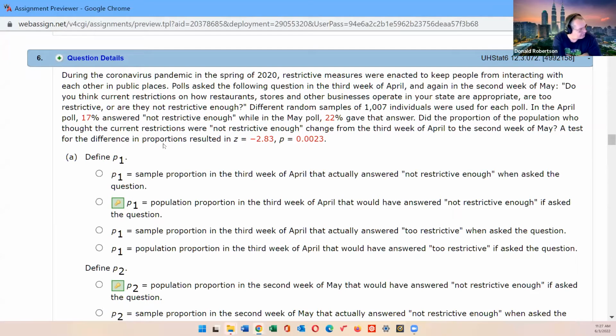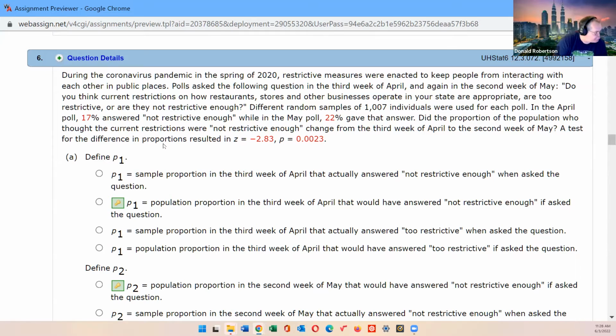During the coronavirus pandemic in the spring of 2020, restrictive measures were enacted to keep people from interacting with each other in public places. Polls asked the following question in the third week of April, and then they asked it later on, so they did a kind of before and after opinion thing. The question they asked was: do you think that the current restrictions on how restaurants and stores and other places operate are appropriate, too restrictive, or not restrictive enough? So which one did they pick?